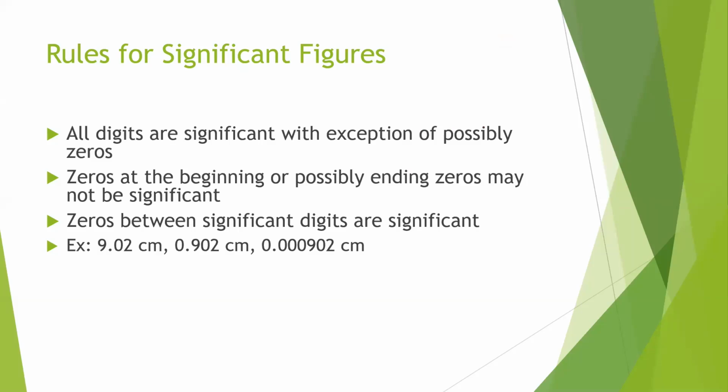I see some confusion in the chat. Yes, all of them actually have 3 significant figures. Let's go over why with the rules that I've listed above. First, we know all digits 1 through 9 are significant. So this one is, and this one is. And then rule number 3, zeros between significant digits are also significant. So this is also significant. So the first one has 3.